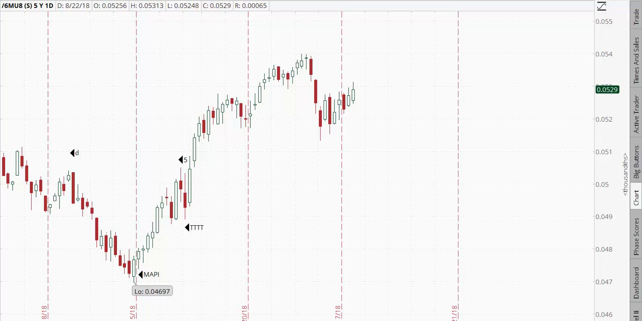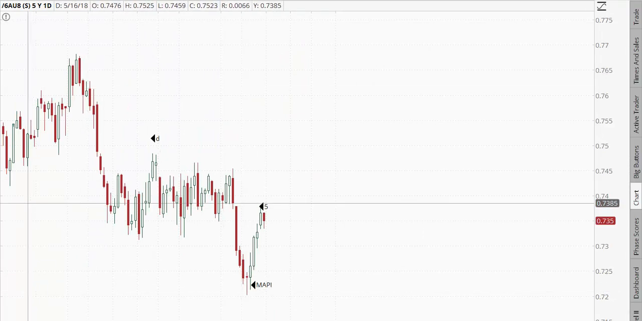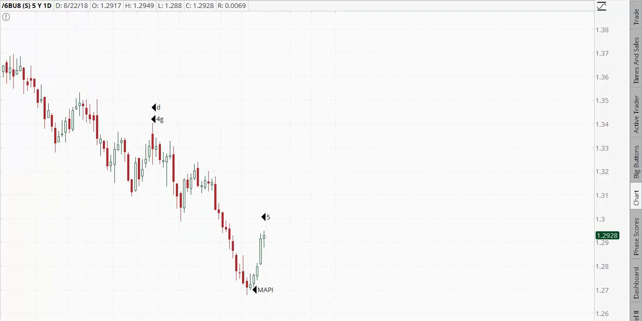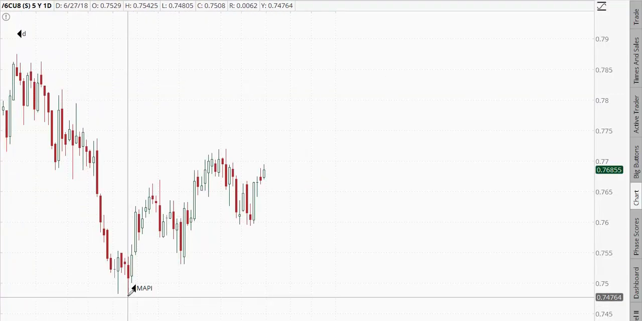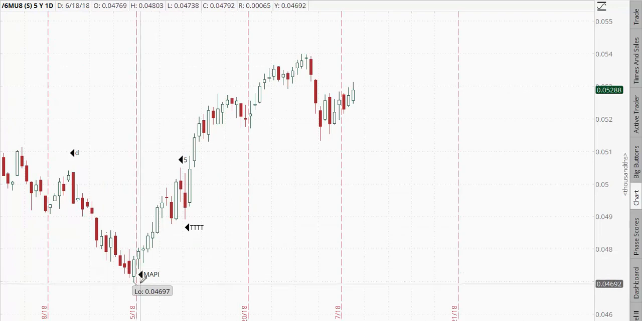For the time being, what we're going to do is let everyone know in the Advanced Andrews group, in the private discussion group, when we have a signal in these different things. So for example, here we have one in the Australian dollar. Here we have one in the British pound. In the Canadian, it was a while back. Japanese yen was here. Mexican peso was here.